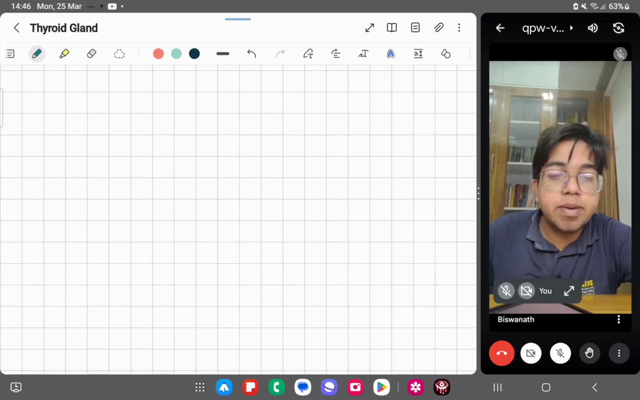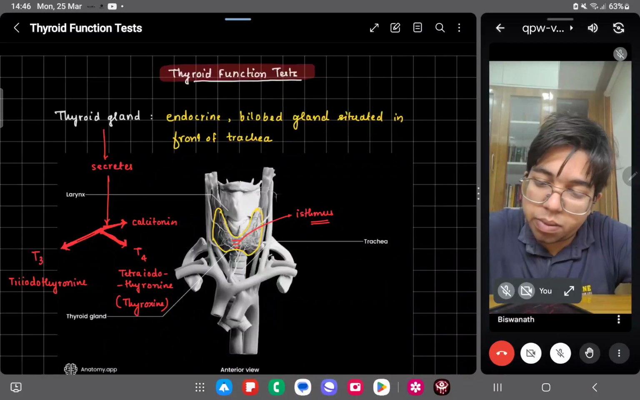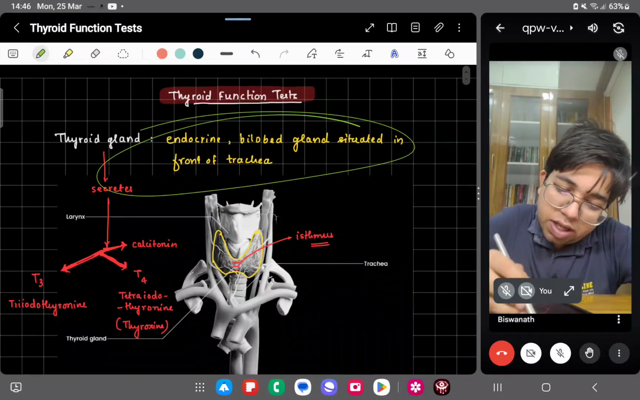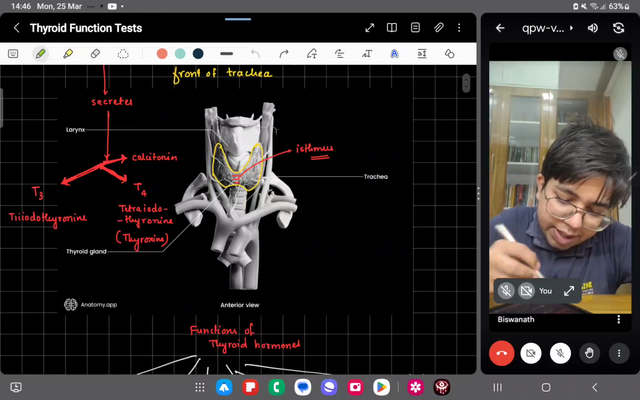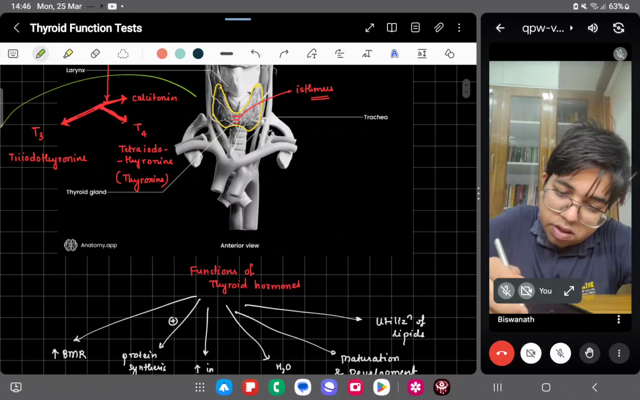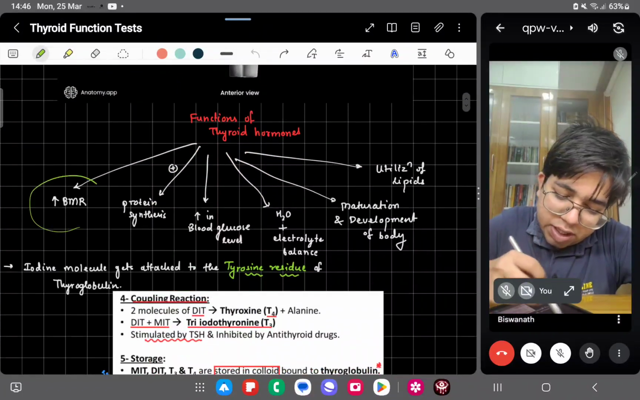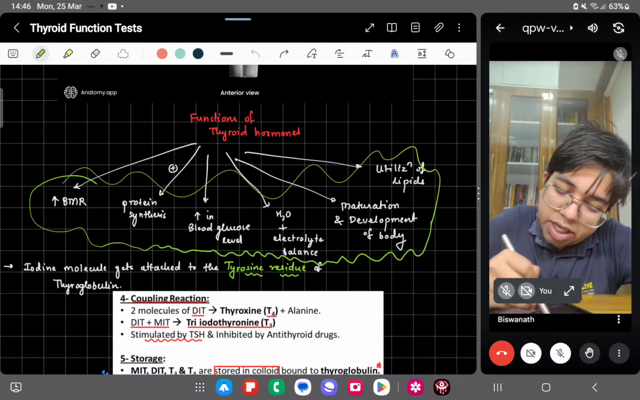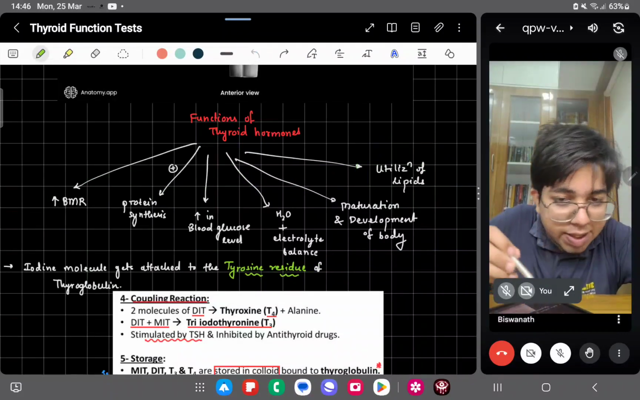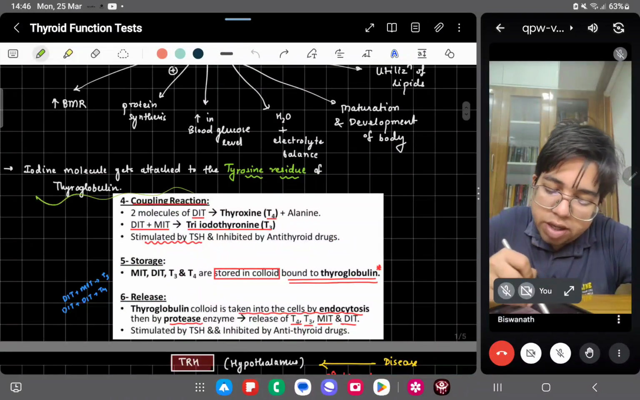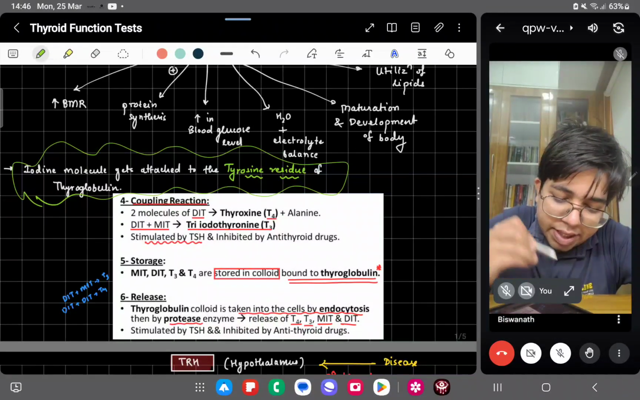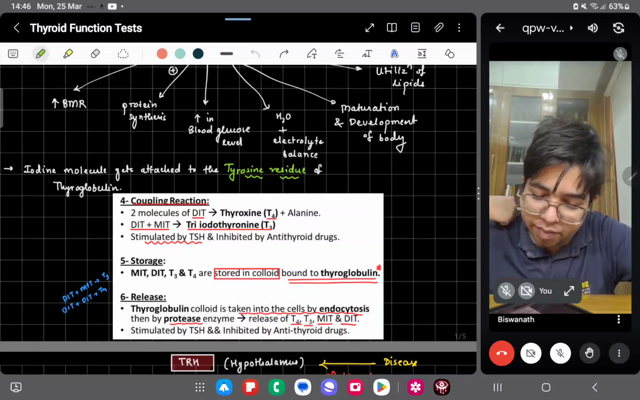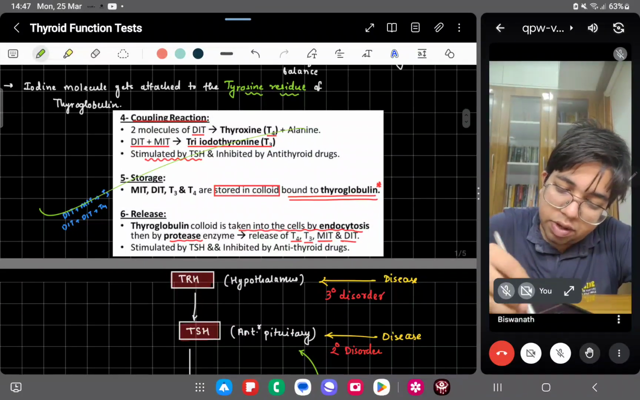Let's move on to the biochemical aspect of the thyroid gland. So welcome to biochemistry of thyroid. Basically, all these things we know from anatomy. What are the secretions we know from physiology. What are the functions? Increase BMR, protein synthesis, increase in blood glucose, maturation, development, utilization of lipids. Utilization of lipids means lipolysis. Thyroid molecules get attached to tyrosine, that is a residue of thyroglobulin. We know this. Tyrosine, I told, forming MIT and then DIT. These are all things we know.